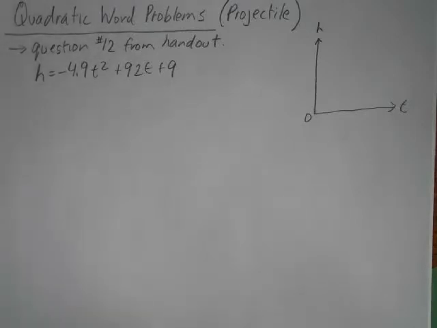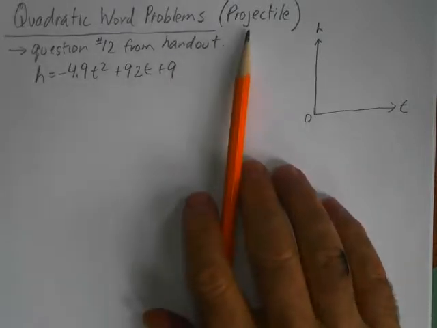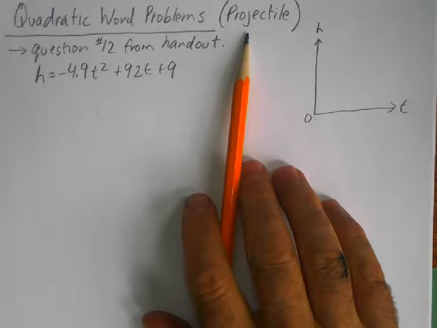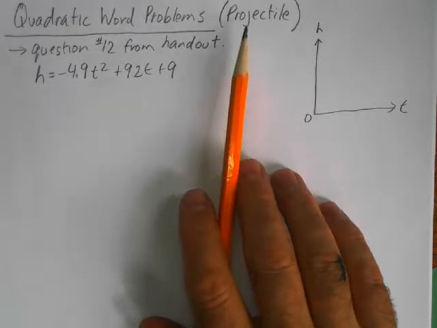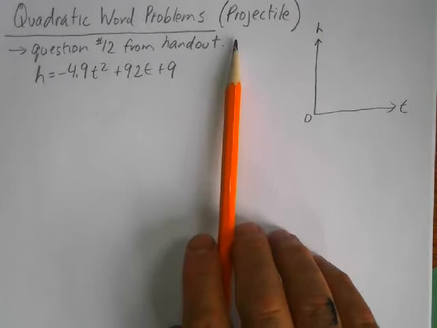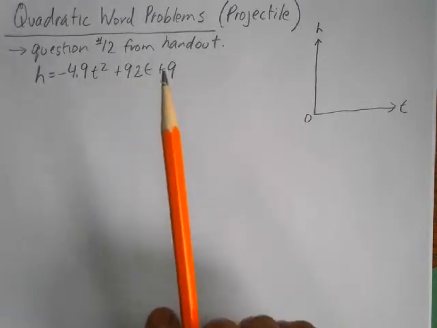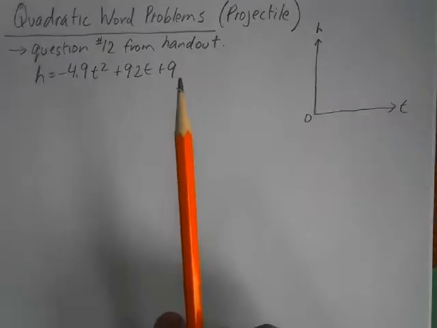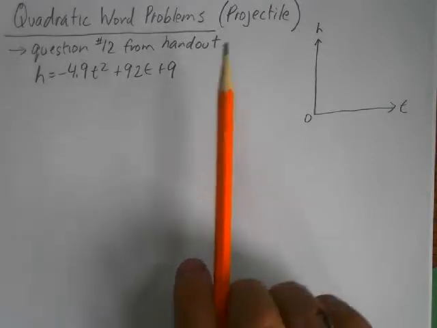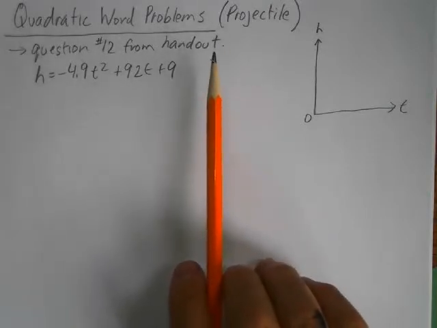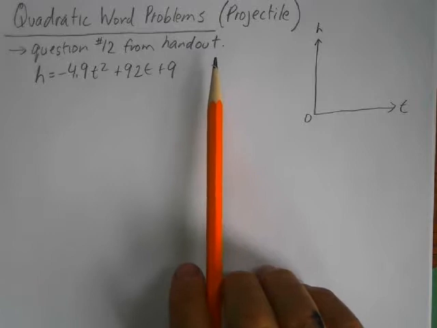We're going to look at another type of quadratic word problem. The type we're going to do today is called projectile. It's probably the most common type of word problem, and it should also be the most straightforward. One of the reasons for that is every time you get a projectile word problem, you're going to be given the equation, so you don't have to make it. And the types of questions that can be asked are fairly predictable. So I'll go through those.